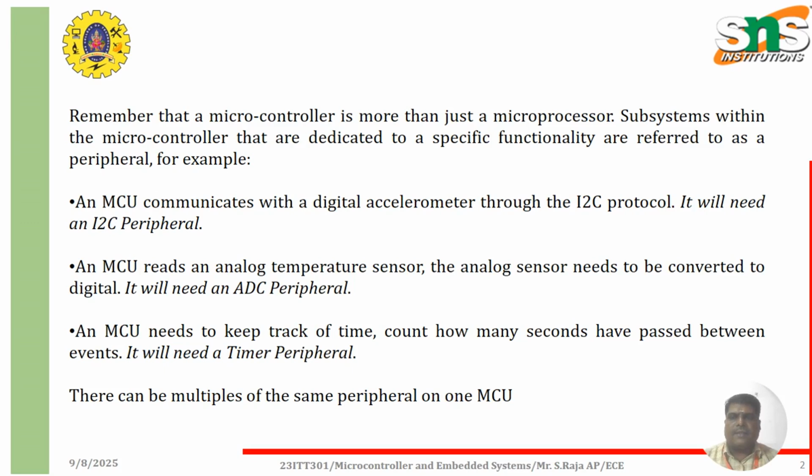If the microcontroller unit reads an analog temperature sensor, the analog signal needs to be converted to digital, so it will need an ADC peripheral. And if the microcontroller unit needs to keep track of time and count how many seconds have passed between events, it will need a timer peripheral. There can be multiples of the same peripheral on one microcontroller unit.